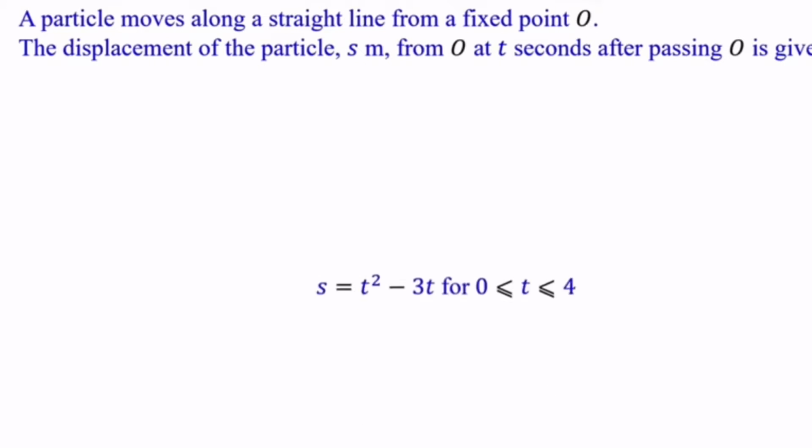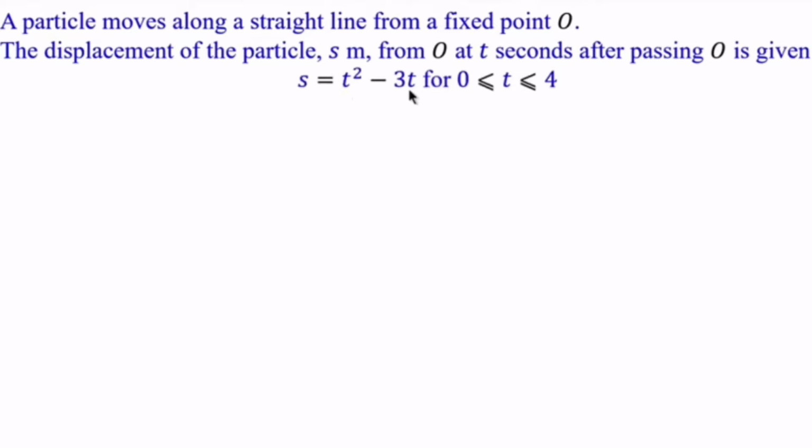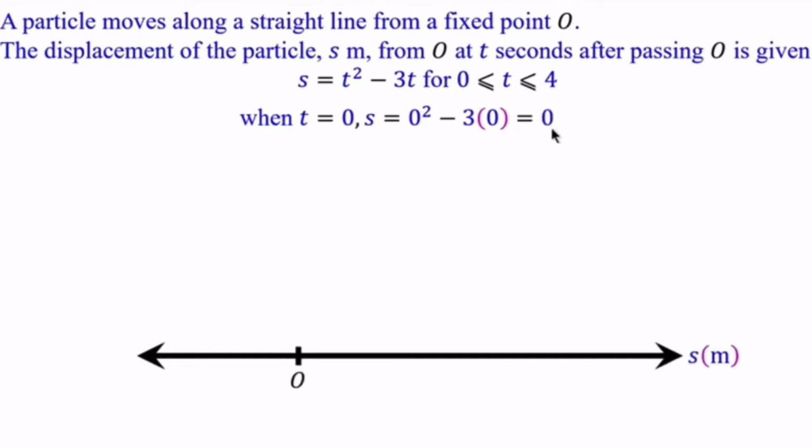Normally we use s to represent displacement, right? It's given in terms of the function t squared minus 3t, with t between 0 and 4. When t is 0, we substitute: s is equal to 0 squared minus 3 times 0, so we get 0. It means the particle is initially at the fixed point O, at t equal to 0. That is the starting point.